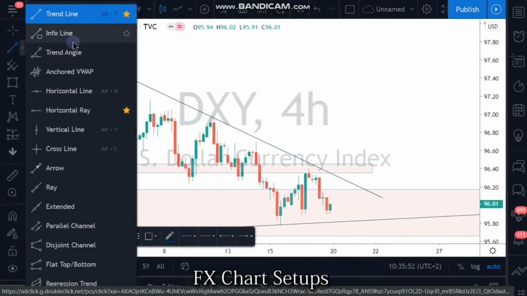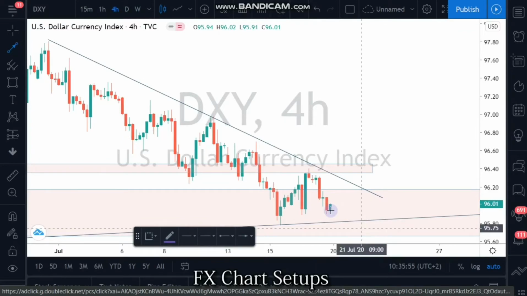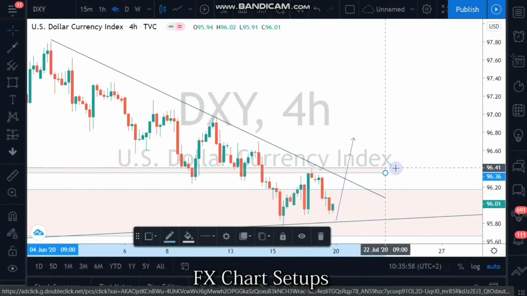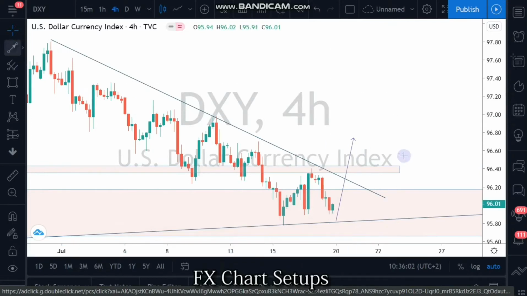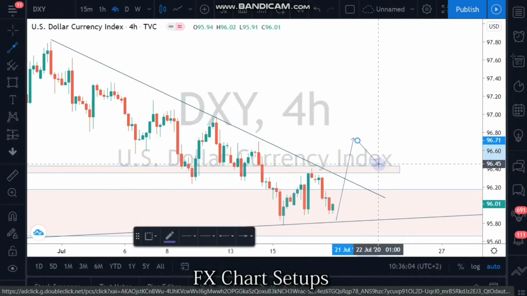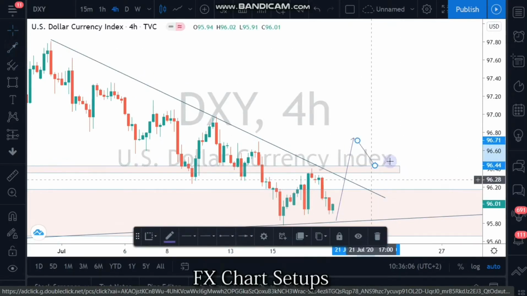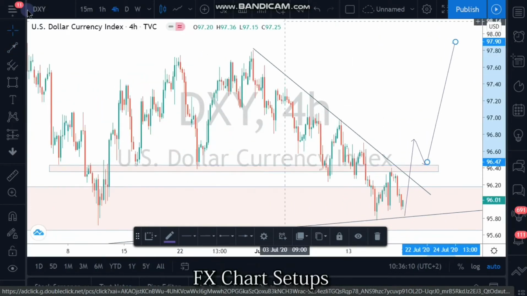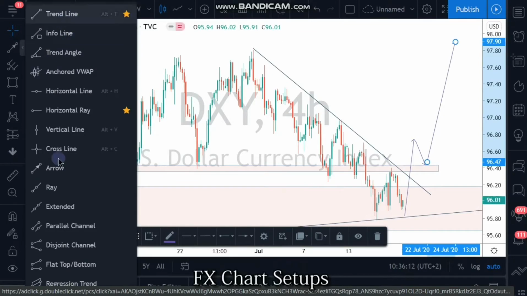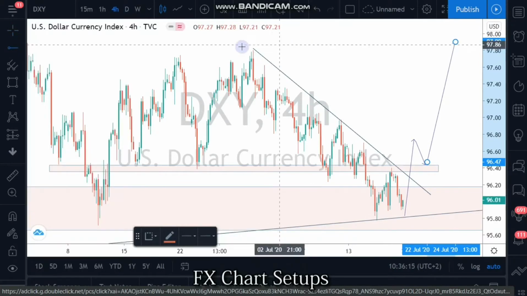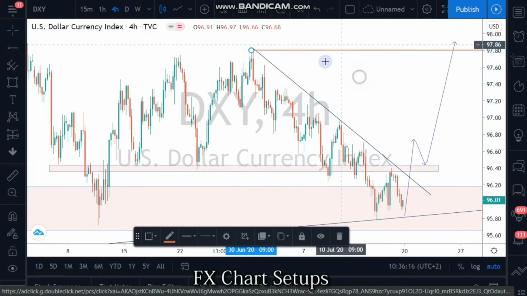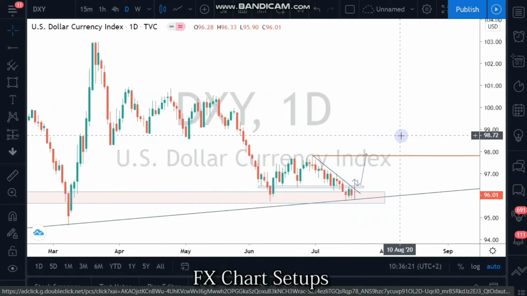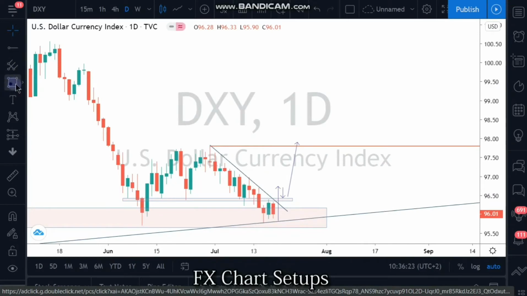So for us to be able to take longs on this pair, we definitely need to see a break above our most recent horizontal resistance, and then we'll be looking for that retest, and after the retest we'll definitely be looking to ride the wave all the way up to our daily most significant high.